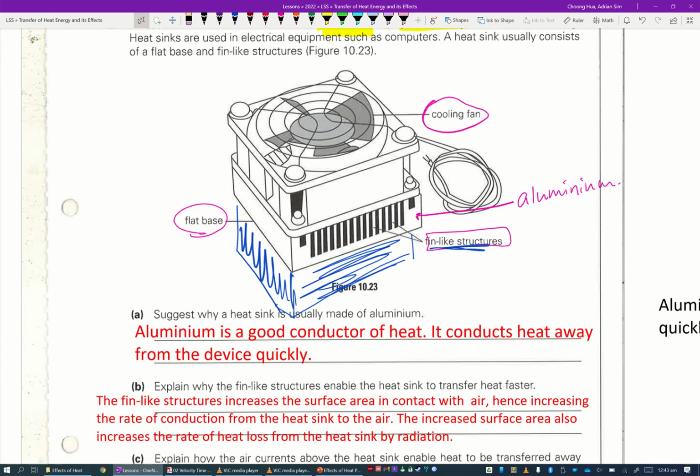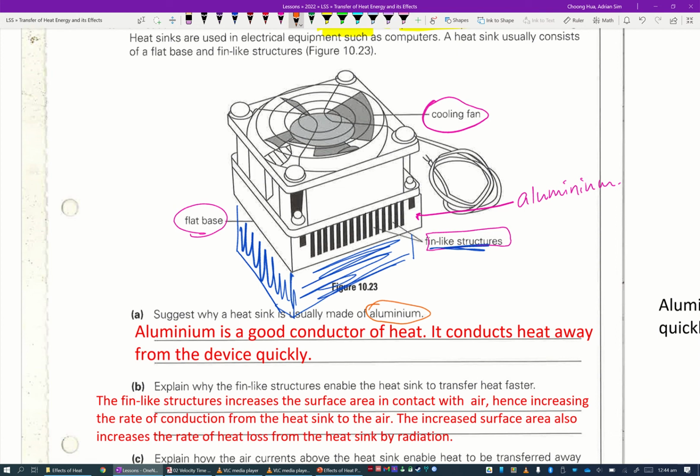Now, once you establish how this thing works, let's dive into the question. Suggest why a heat sink is usually made of aluminum. Now, the question states that the heat sink is a device that removes heat, so the system cannot overheat. To answer this question, you need to explain how the heat is removed from the system. Now we know that the heat sink is made of aluminum, as already stated here. And aluminum is a metal, so that makes aluminum a good conductor of heat, right? And being a good conductor of heat, it conducts heat away from the device very quickly.